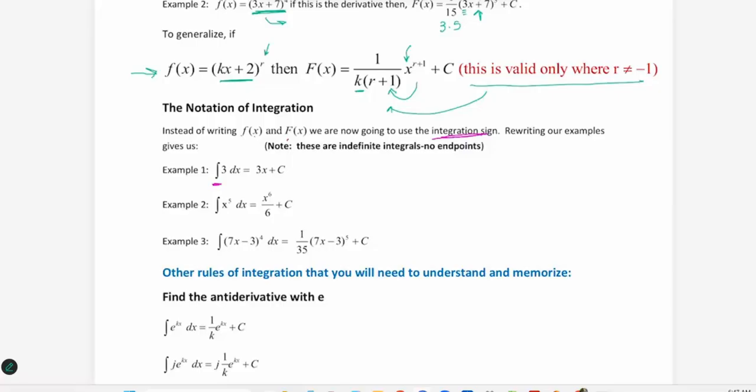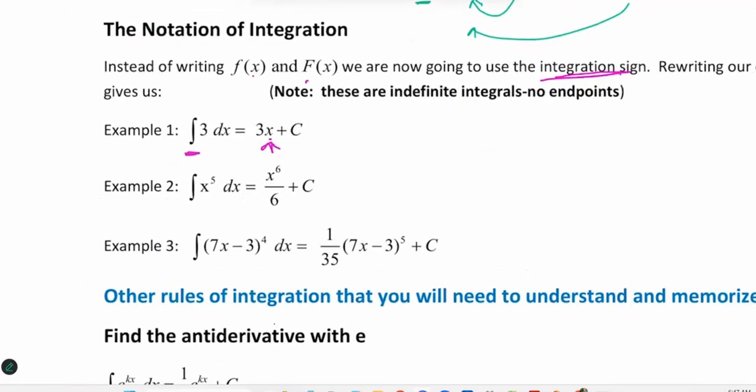Okay, so that's one thing. So now you get your same answer. You're going to put a variable with it, and then add the constant of integration. Okay, so those are our notations. Notice we have no endpoints still. Okay, the next one, you have x raised to a power, and you have the dx. To take the antiderivative, increase that power by 1, and then divide by 6. Okay, and then plus c.